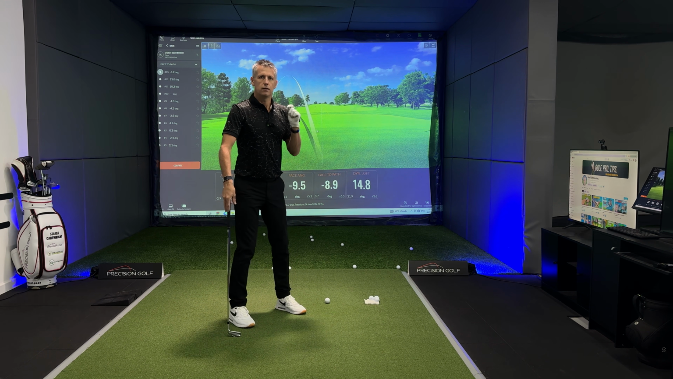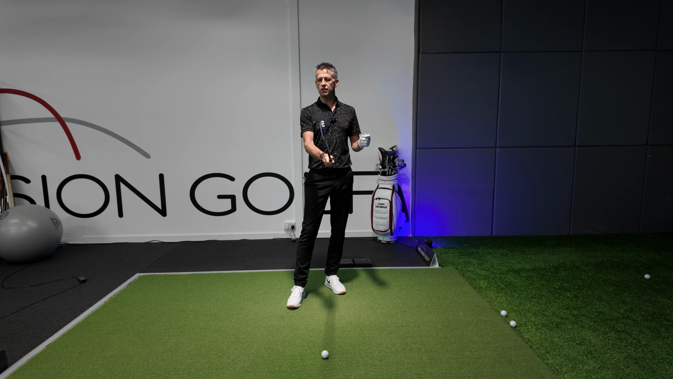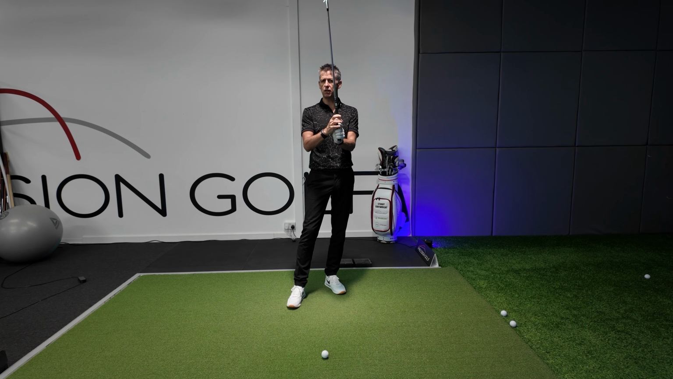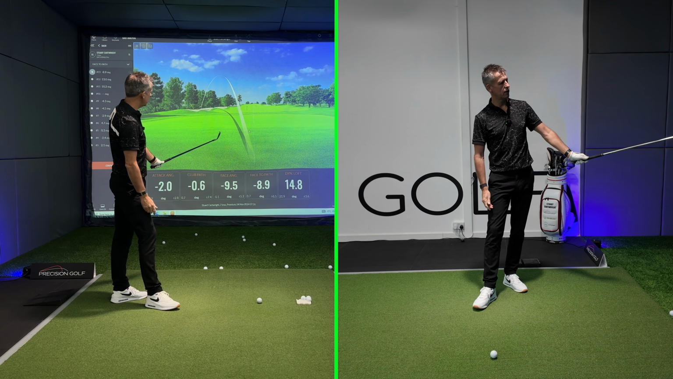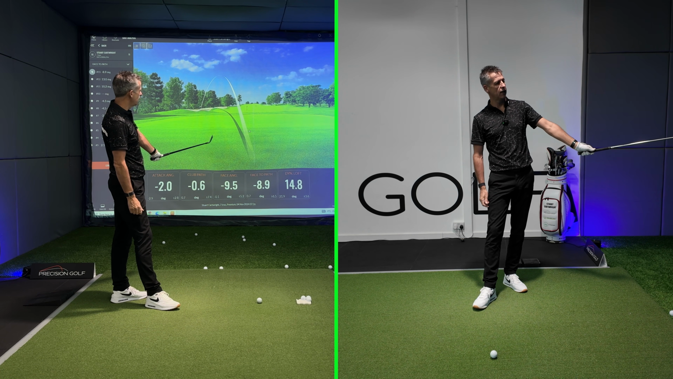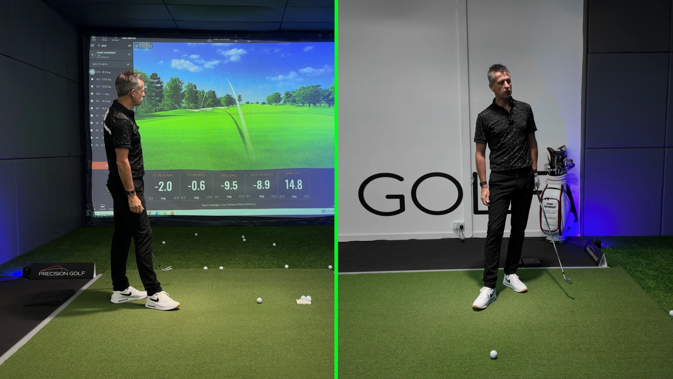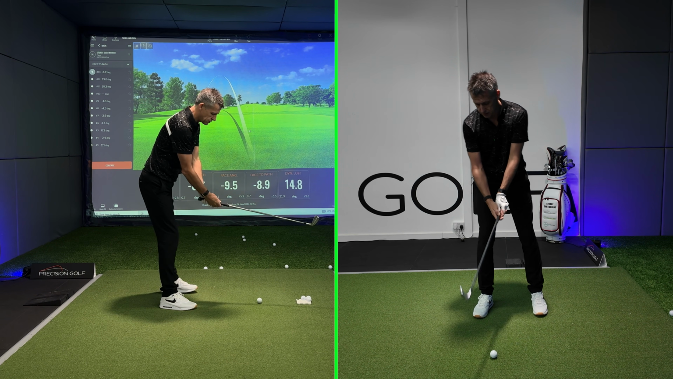Once you've got the value of how much you want to either close or open your face to hit the relevant shot, you then aim yourself to the right. So I'm now going to close my face by only 10 degrees. I'm going to put my grip on. I'm now going to aim in between the 9 of the 8.9 face to path and the 1 of the 14.8 on the dynamic loft. I'm going to aim in between those two things.